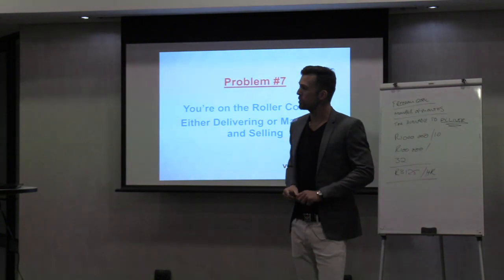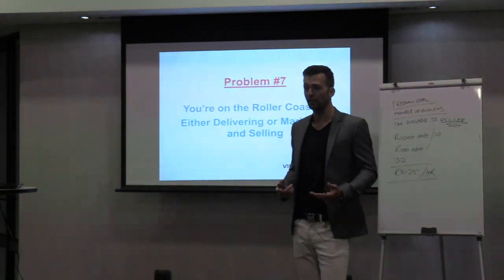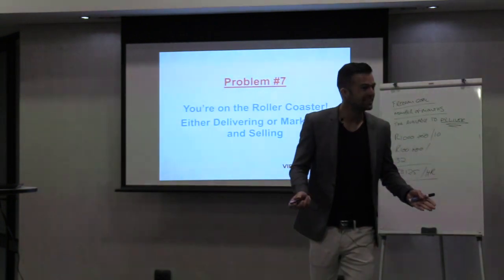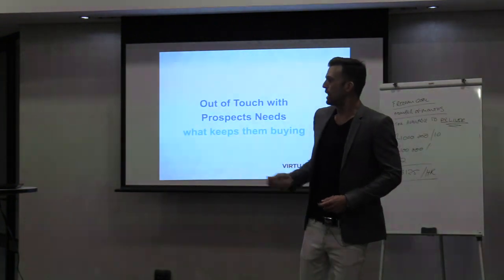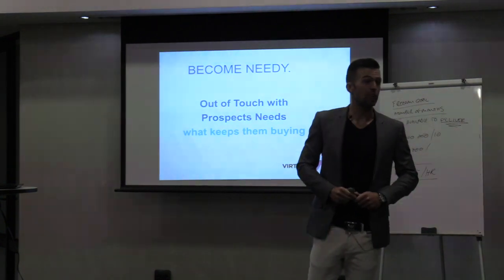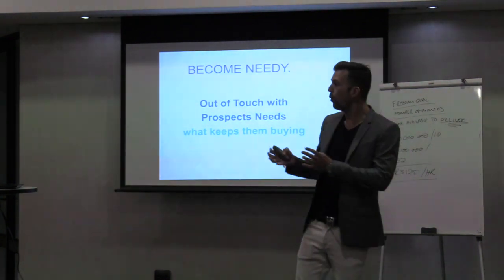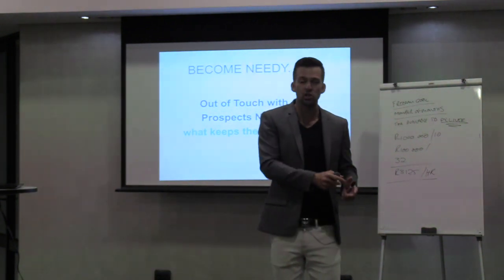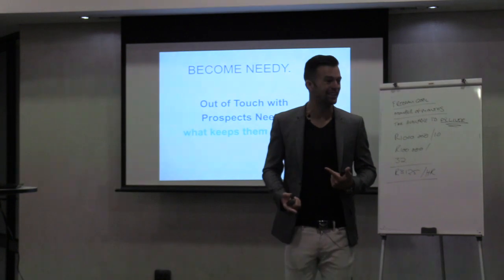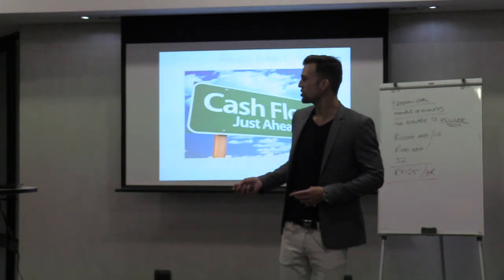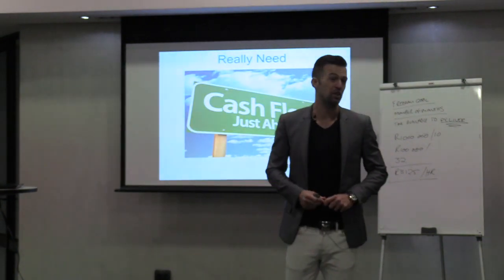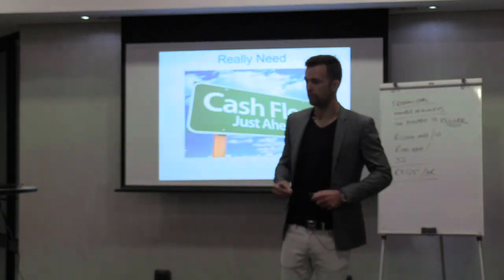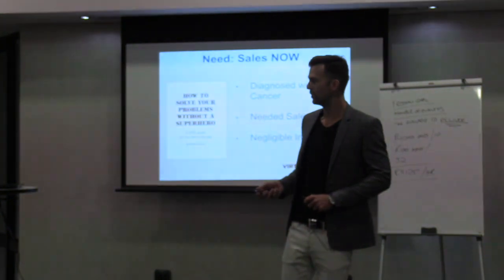The seventh problem is that you're on a roller coaster. So you're either delivering or you're marketing and selling. Right? So where's your time based? What happens is that you become needy. You become out of touch with your prospects and what actually keeps them buying. Because you don't just want them to buy from you once, you want them to buy from you again and again and again. So what you really need is certainty in your cash flow. A good solid baseline, good solid cash flow, and then you can grow from there. Or you don't want that.